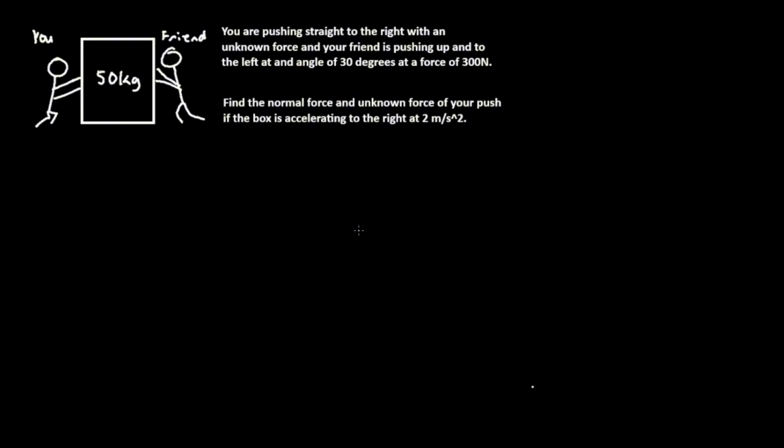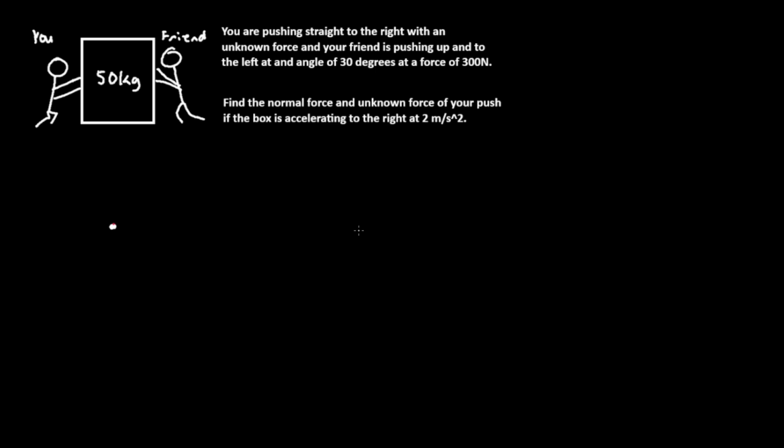But what you're trying to solve for is the normal force and unknown force of the push of the box. Find the normal force and unknown force of your push if the box is accelerating to the right at 2 meters per second. So let's not worry about this for now. Let's not worry about the accelerating part. Let's worry about the normal force, because that's way, way easier to calculate.